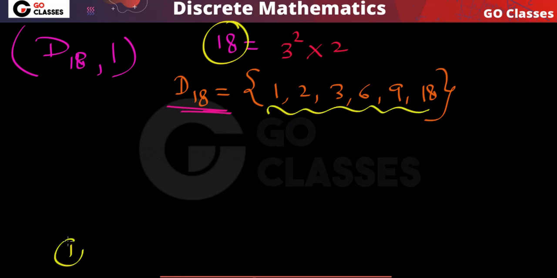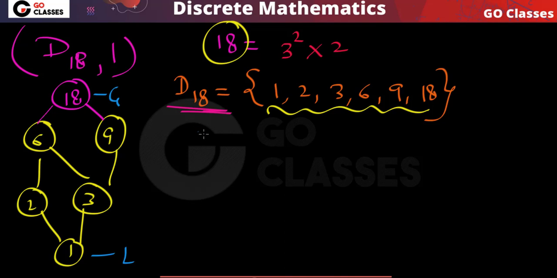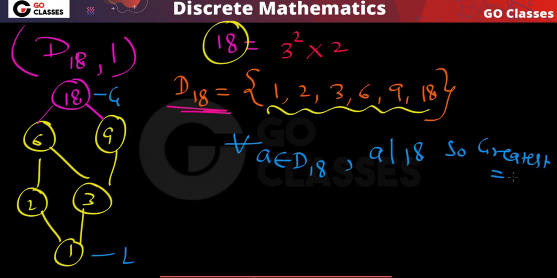Now make the Hasse diagram. Remember, 1 is the least element because 1 divides everything. So 1 divides 2, 1 divides 3, and you can notice 2 divides 6, 3 divides 6, and 3 divides 9, and finally 18. Okay, so 6 divides 18 and 9 divides 18. So you can clearly see the greatest element. This is the greatest element and this is the least element, because in this set every element will divide 18. I can say for all a in D18, a divides 18. Every element here will divide 18. So I can say that 18 is the greatest element.